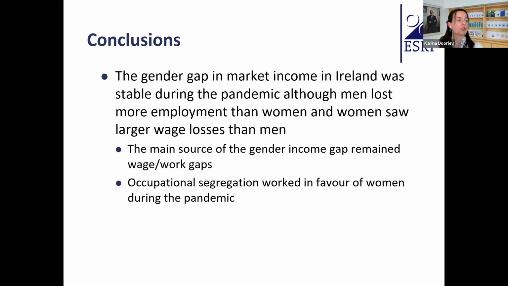And during the pandemic, the gender gap in market income was pretty stable in relative terms, but men lost more employment and women saw larger wage losses. So those two effects counteracted each other so that the gender gap in market income was quite stable. And the main source of the gender income gap throughout the pandemic remained wage and work gaps. And we have occupational segregation working in favor of women during the pandemic compared to against them prior to the pandemic.